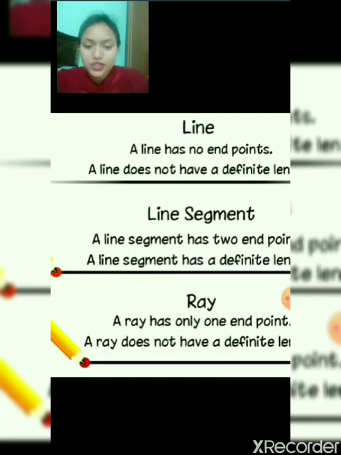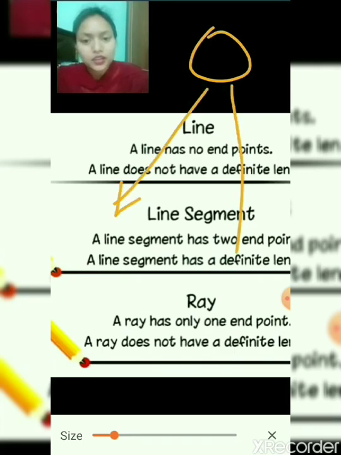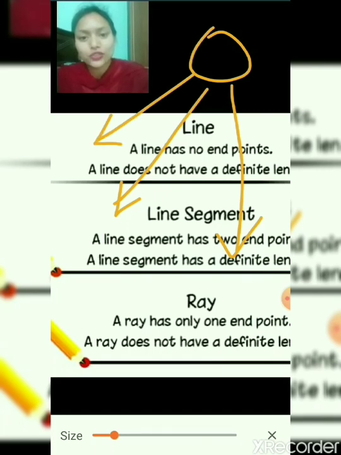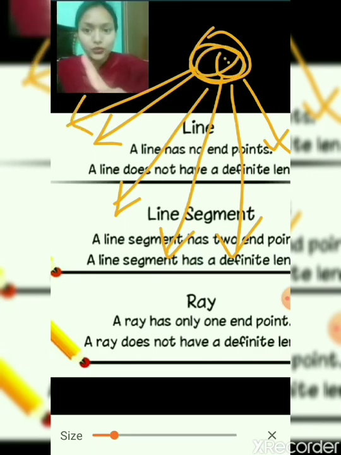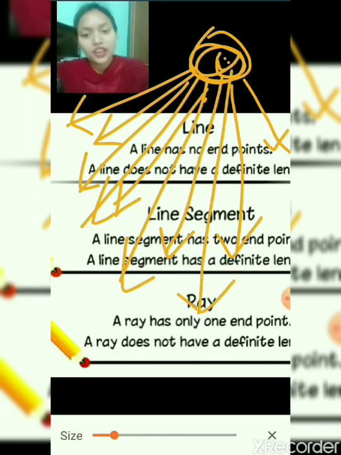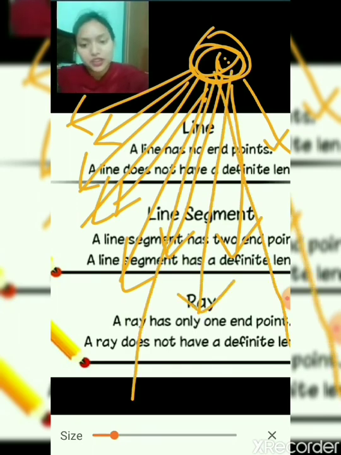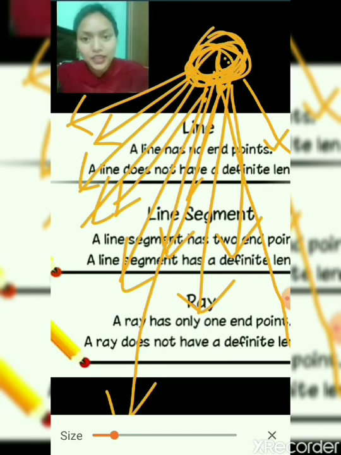Okay, now just see here. If I say this is sun and these are what? Yes, these are rays of the sun. So from here you can see the sun is fixed. Yes or no? The sun is fixed in the sky. And these rays are coming down on the earth's surface and they do not have any specific length. Some rays are very long, some are very short, so they don't have any specific length. Only one end point is there, that is sun.